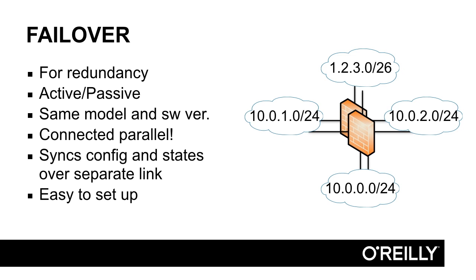That means that if your firewall is connected to 4 different subnets, and you get a second firewall for a failover situation, the second firewall does also need to be connected to all 4 subnets. This is really important. So they work in parallel, and they are connected parallel to each other.